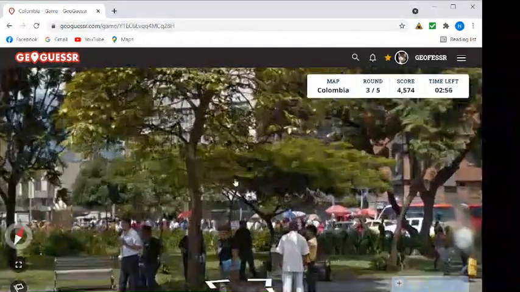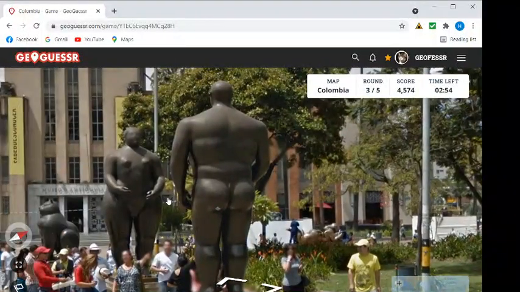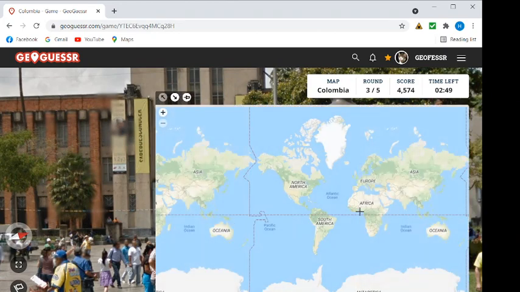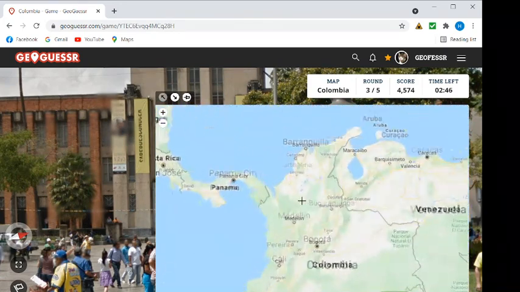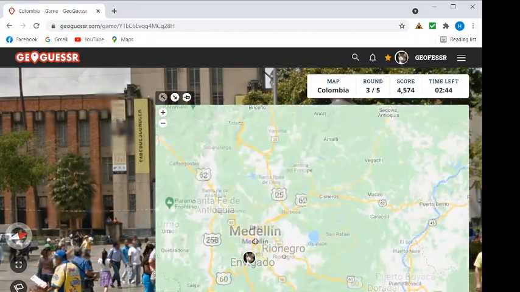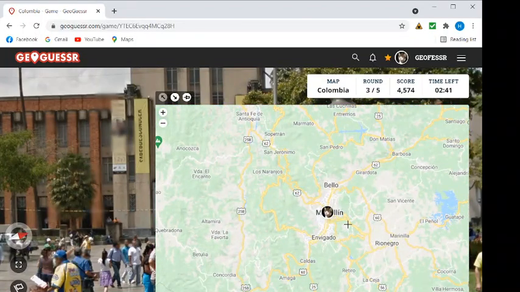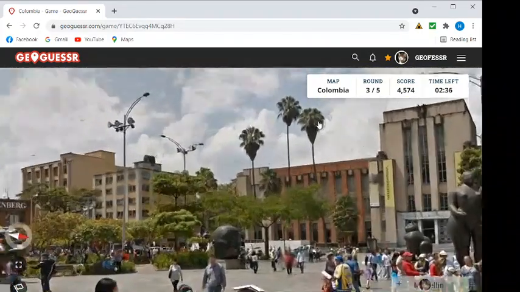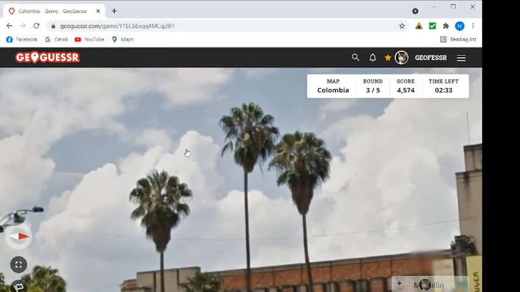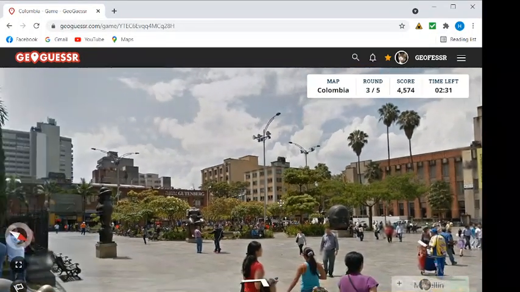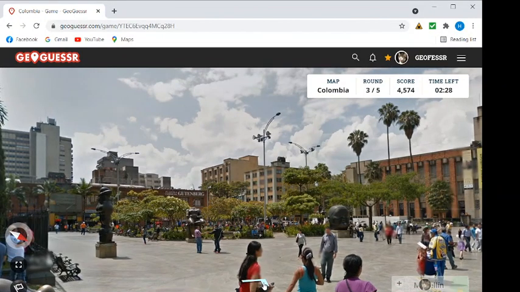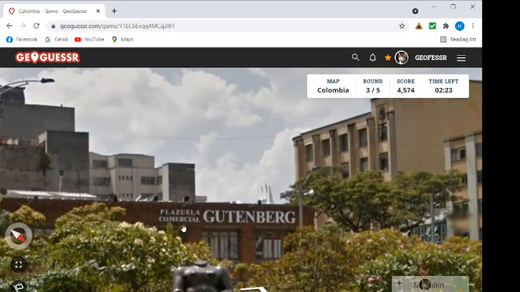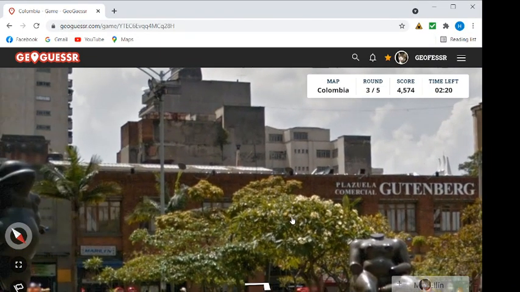Okay, so now we have an urban location. We have Museo Antioquia. Antioquia is the department that has Medellin in it, and I think it's the only large urban area in it. So I think we have to be in Medellin then. Those look like California palms. That's interesting. Medellin is not at as high of an elevation as we have. Let's see, Plazuela Comercial Gutenberg.